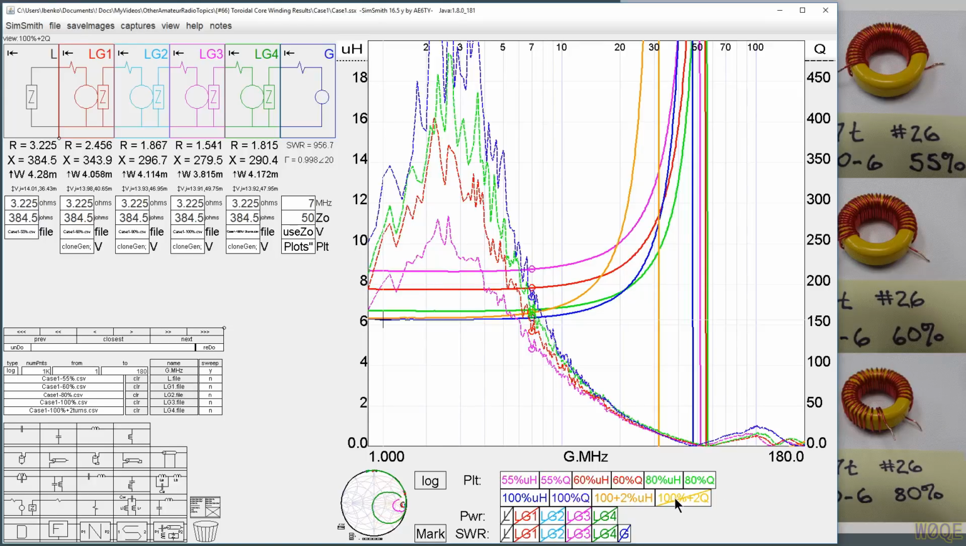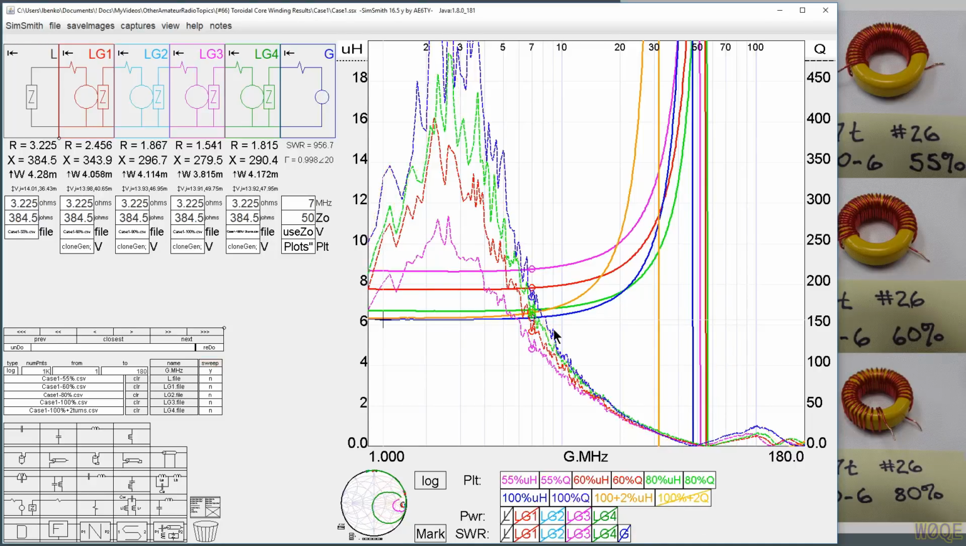If I look at the 100% Q with the two turns interleaved, it's less than 100%, and that's to be expected. It also has this nastiness that occurs out here after it becomes a capacitor. I don't want to read into that particularly.